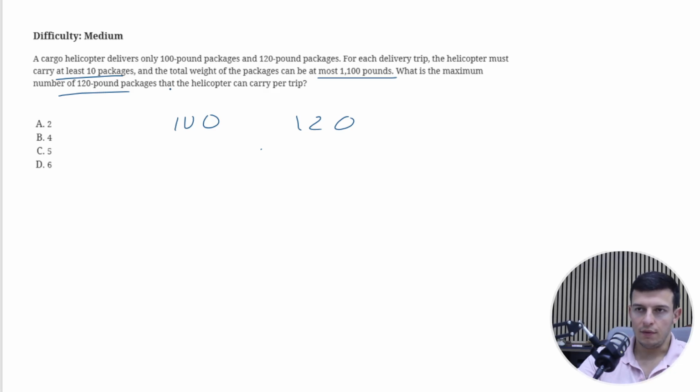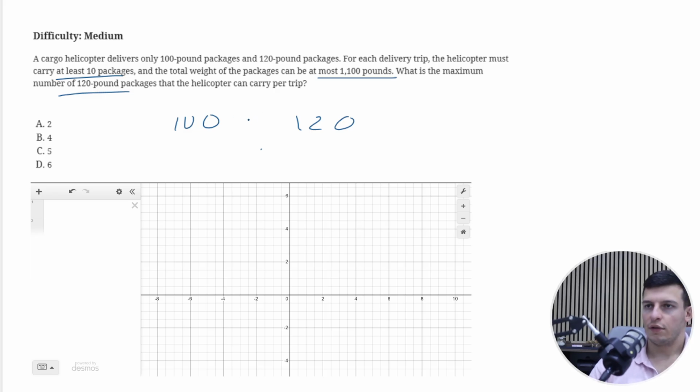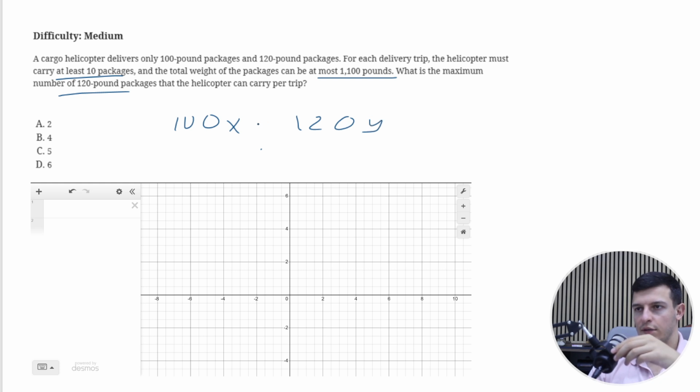Okay, now we can actually solve this one with decimals. So let me bring it up. Now we need 2 equations here, right? So let's actually decide what they are first. So let's say 100-pound package, 100x, plus 120, let's call this one y. Together their weight needs to be at most 1100, and at least 10 packages, meaning x plus y should be greater than or equal to 10.